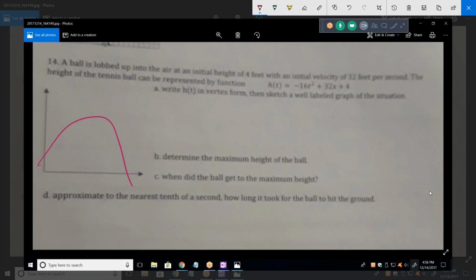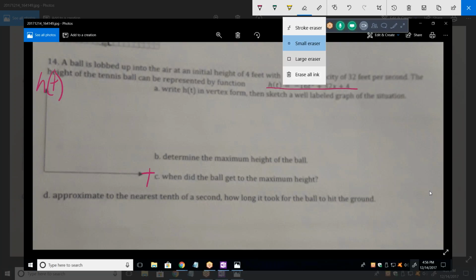Right. So if they're giving us the height, that's h of t at any point in time, and this axis is time. So all I've got to do is figure out how to graph that. Well, it starts out by saying write it in vertex format. Okay, let's do that.